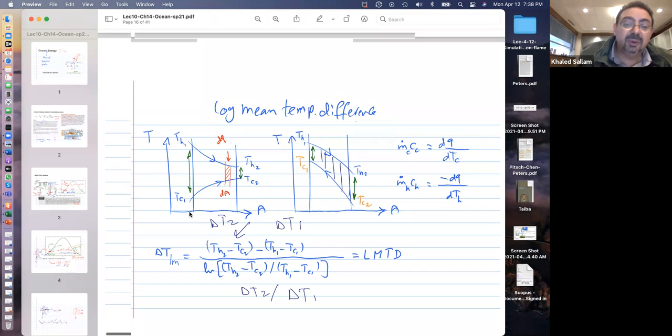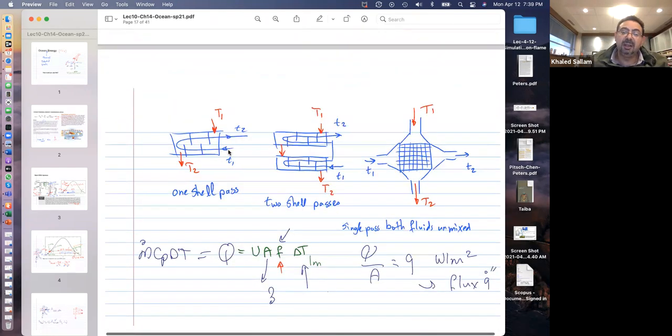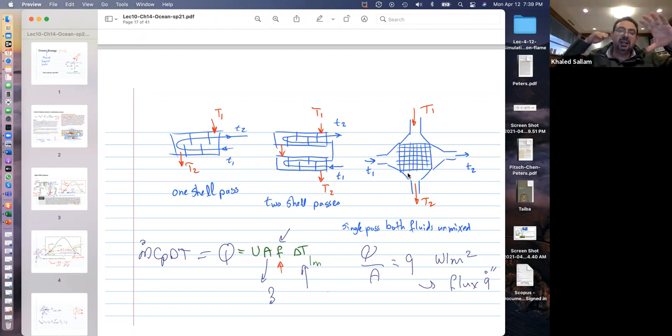But if I do another configuration, like for example shell and tube, why would I do shell and tube? Because it's so compact. You can pack a lot of surface area in such a small thing. Or cross flow, like your radiator in the car, where the radiator is sitting like this, the air is going this way, and the fluid is coming this way in your radiator, but the wind or the air is going normal to it. That's a cross flow.